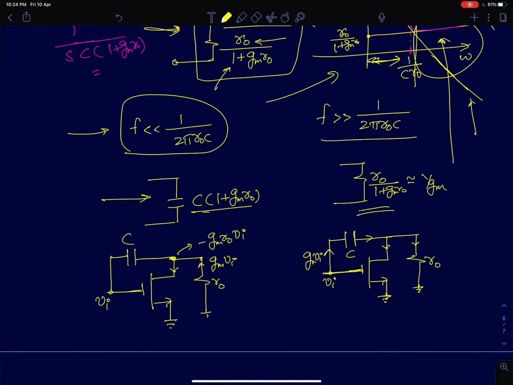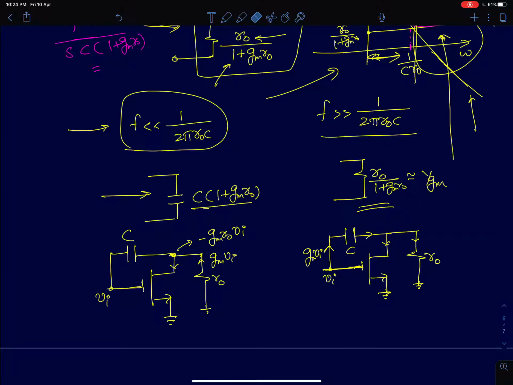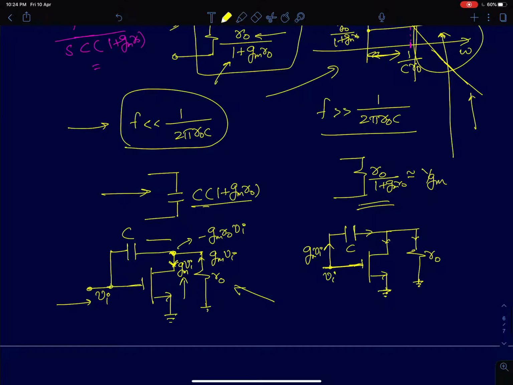That should make intuitive sense, because if you look at this circuit, the moment we apply a voltage, the input excitation Vi, the MOS is going to carry a current GMVI. Now this GMVI current, as it reaches the drain node, is going to see two impedances. On one side it will see a capacitor of value 1 by SC, on the other side it's going to see a resistance of value R naught.